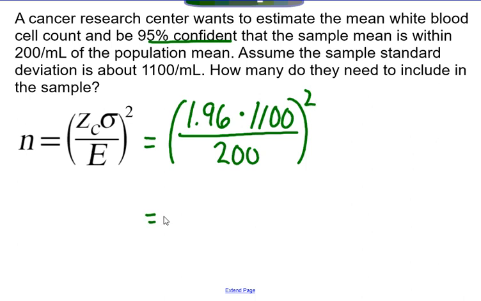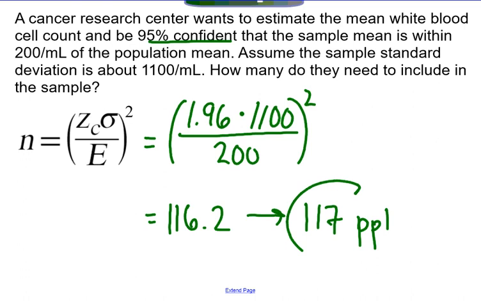We need 116.2. We've got to round that up because 116 would be too little. We need 117 people to be involved in our sample in order to get those results that we're looking for: a 95% confidence interval and a margin of error of 200 white blood cells per milliliter.